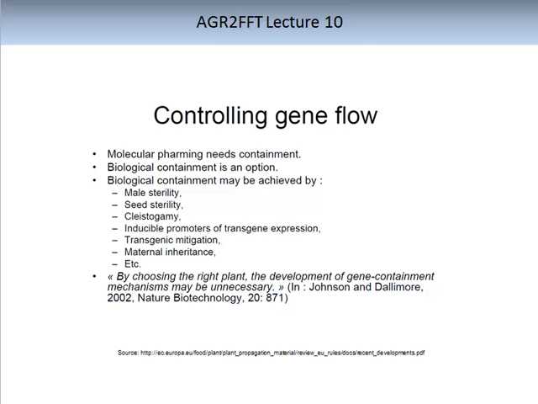Biological containment is an option. This may be achieved by several methods. There is male sterility, seed sterility, cleistogamy, inducible promoters of transgene expression, transgene mitigation, and maternal inheritance. It was said by Johnson and Dolmore in 2002, by choosing the right plant, the development of gene containment mechanisms may be unnecessary.